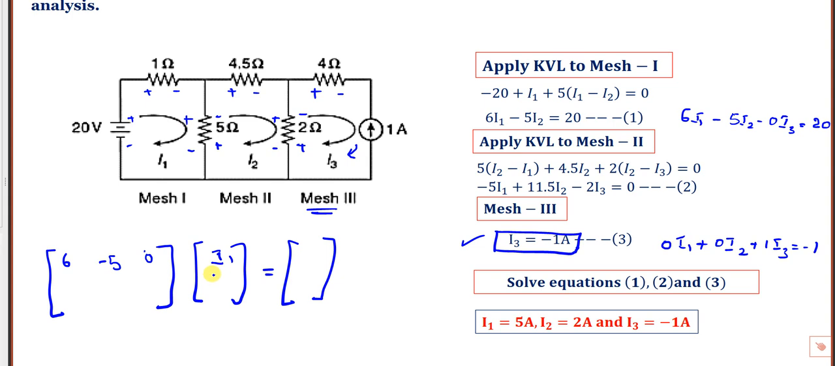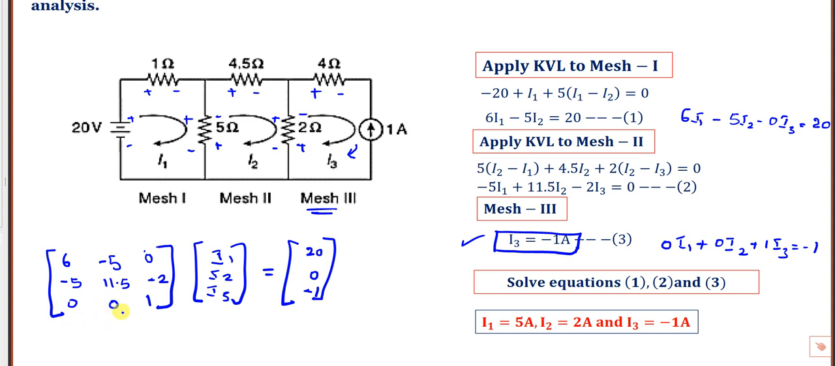Three meshes are there, I1, I2, I3. And the voltage value is plus 20. From equation number 2, minus 5, 11.5, minus 2. And equation 3: 0, 0, 1, minus 1.